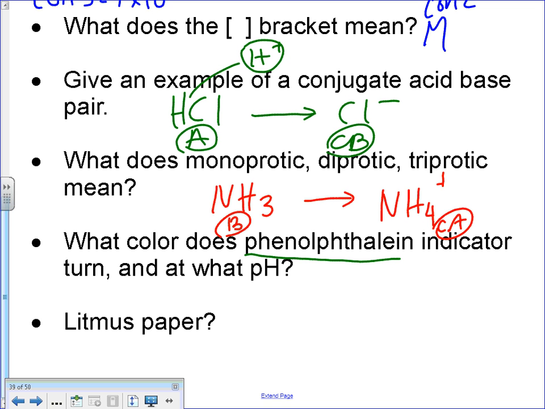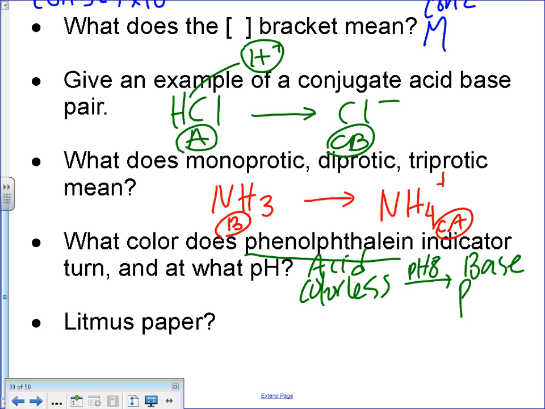Isn't it pink at a pH of like 8 or 9? 8 or 9, that's perfect. So it's colorless or clear in acid conditions, and whenever you add enough base to cross that threshold of pH, I usually say like 8 to 8.5, it could be a little bit more than that, it goes to the basic region, it's going to be magenta pink. We'll use this indicator on Tuesday. We'll actually do the lab with this.